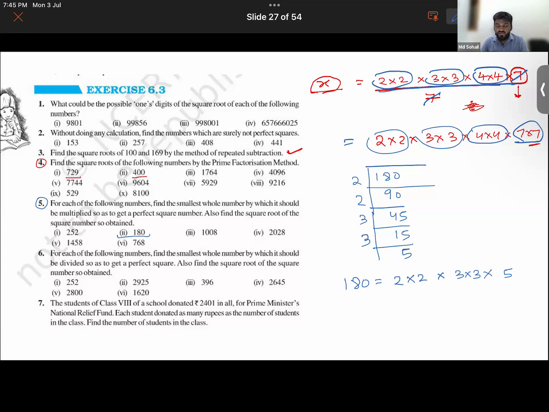Okay, tell me, which number? Yeah, 5. Ahmed, you agree? 5. Yes, sir. So if we multiply it with 5, what we actually do here is make perfect pairs of numbers. Okay, so if you multiply 180 by 5, we can directly multiply 180 by 5 here, no issue in that. That gives you 900, right guys?